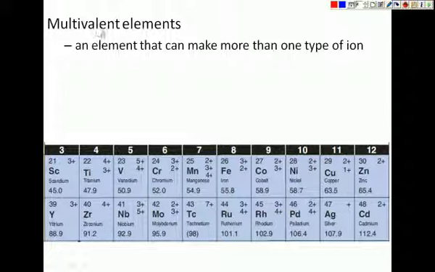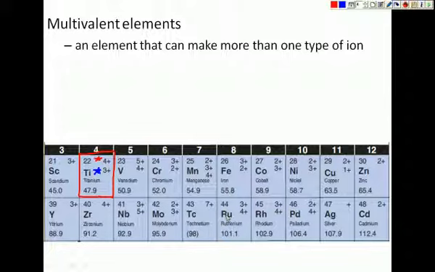Now in today's lesson, we're going to be looking at multivalent elements. A multivalent element is an element that can make more than one type of ion. So here's a section of the periodic table. What we can see is that some of these elements are multivalent. For example, here is titanium. Titanium can make two different types of ions. It can make a 4+ ion, and it can also make a 3+ ion. It can make two different ions.